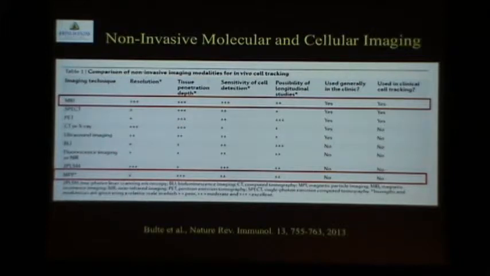I think the resolution of MPI, as compared to some of the other techniques, is relatively not that great. Of course it has whole body depth penetration. The sensitivity of cell detection, theoretically, can be high. From what I've seen, it has not reached the sensitivity of MRI, for instance. It's possible to do longitudinal studies, and these, of course, are still experimental.